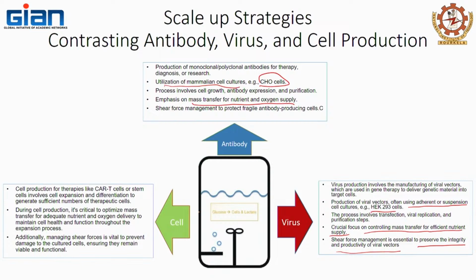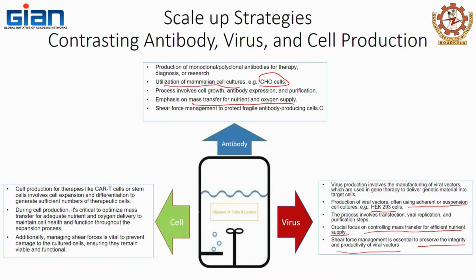Similarly, on the cell side, so cell production for therapies like CAR T cells or the stem cells involves cell expansion and differentiation to generate sufficient numbers of therapeutic cells. If you are looking from the cellular agriculture, if I am looking at stem cells get differentiated into different types of cells. That is where this type of situation will come if you are looking from cellular agriculture.